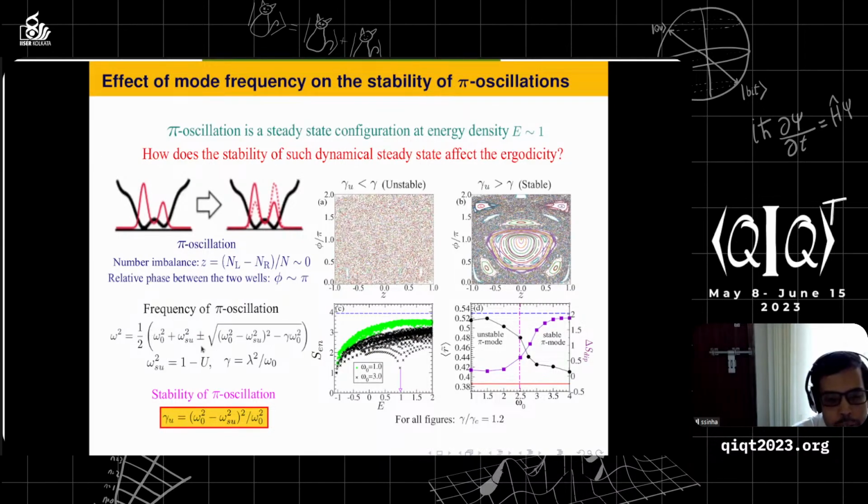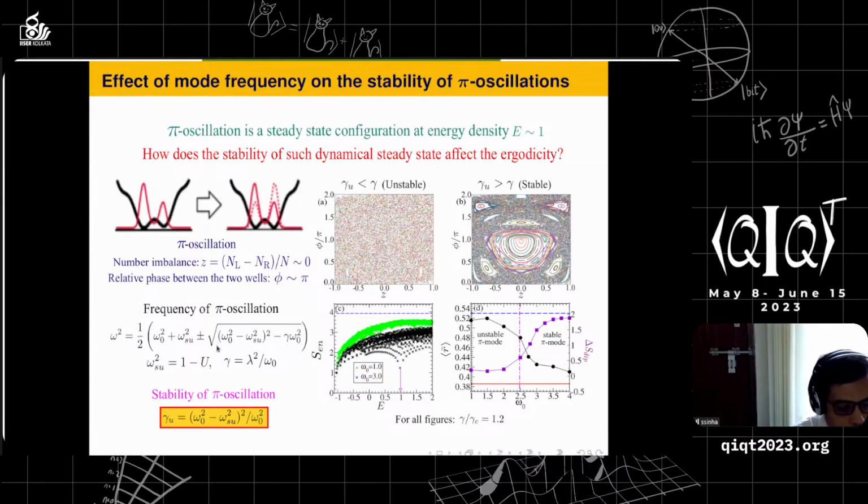Moreover, there is a regime where it can become unstable. The stability regime of this pi mode can be tuned by the frequency of the external bosonic mode, that is omega 0. We find it has an important impact on the overall ergodic behavior of this system.